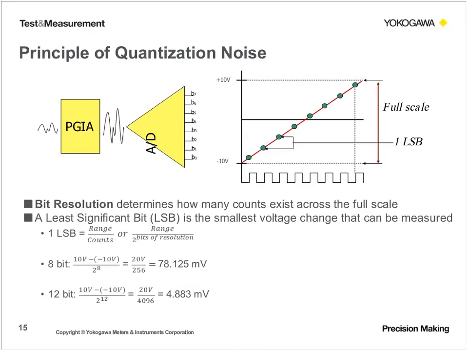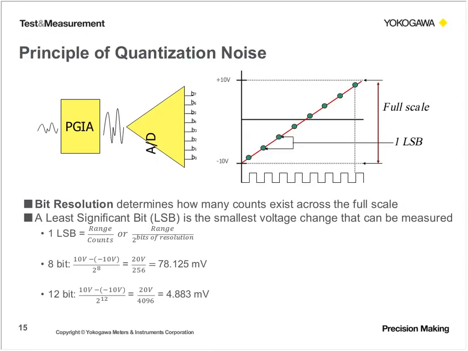You can think of a least significant bit as the smallest voltage change that can be measured by your system. And so it's a very important topic when you're talking about bit resolution. That also determines the resolution of your measurement. So I've given you a little bit of an example down here at the bottom.